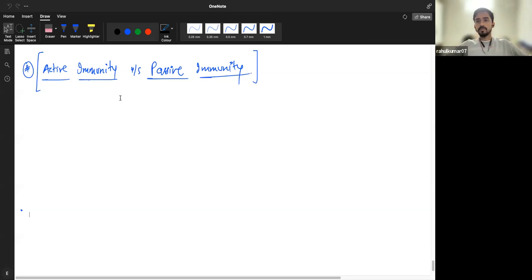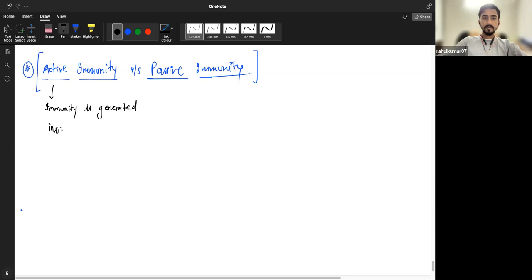Immunity basically, in both, antibodies play a role. Now, as Atif very correctly said, by the word active, active immunity means that this immunity is generated inside the host body, which means antibodies are synthesized within the organism firsthand.